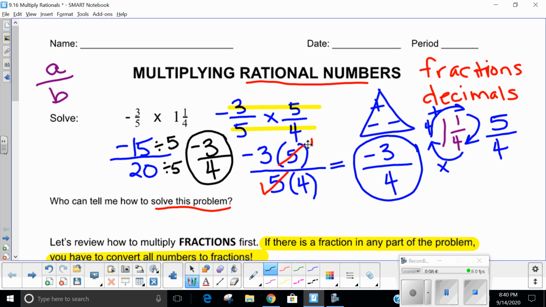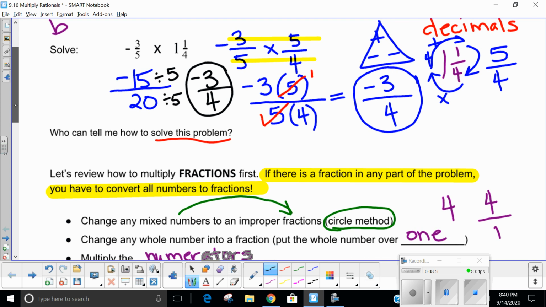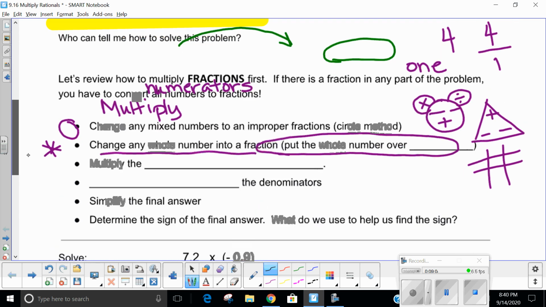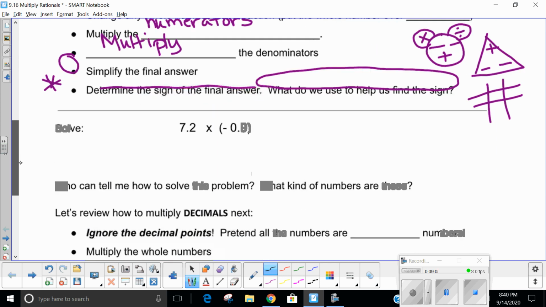It's just if you factor out like this, it's probably going to be a little bit easier. And if you learn this technique right now, it's going to make the rest of the year really, really fun. Okay, now let's move on to decimals and find out what we need to do with decimals.